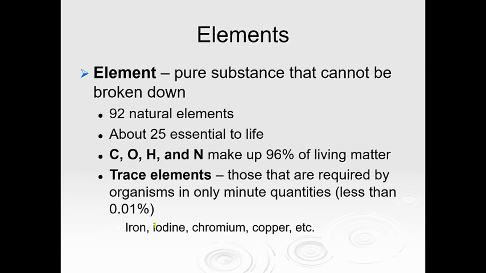Of all the elements that make up living things, there's a whole bunch of them. About 25 are essential to life, but 4 of them are going to make up the majority of living cells. 96% of living organisms is going to be made up of carbon, oxygen, hydrogen, and nitrogen. If you don't know what those chemical symbols are, you might want to jot that down. Once again, that's carbon, oxygen, hydrogen, and nitrogen. The good bulk of our bodies are going to be those 4 elements.